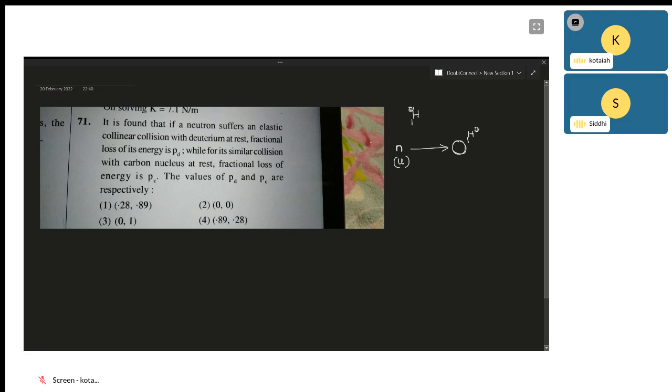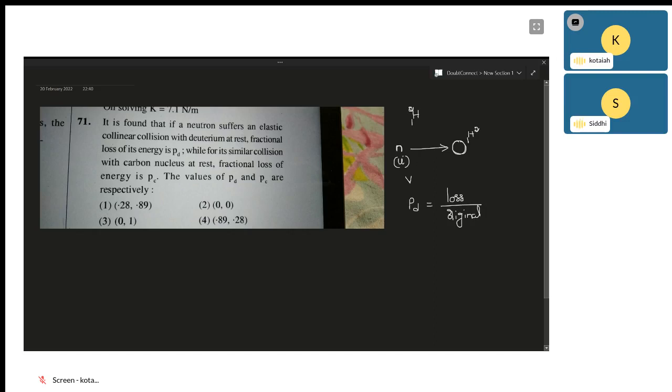Obviously, when there is a collision, some loss of energy will be there. So after collision, let us assume velocity of the neutron is v. Now, velocity is changing, so can I say it is losing some kinetic energy? Now he has mentioned fractional loss of its kinetic energy is PD. So fractional loss means loss by original value.